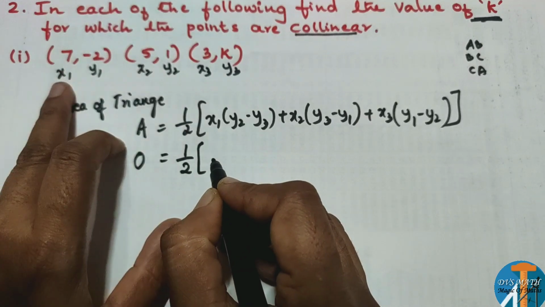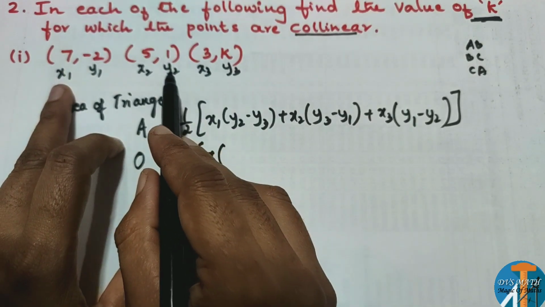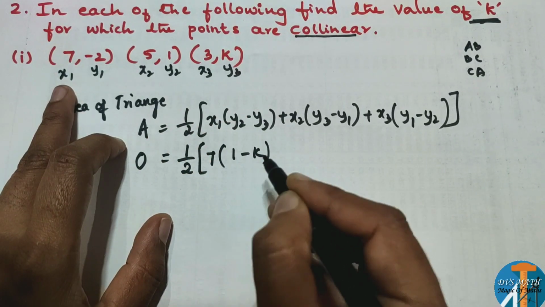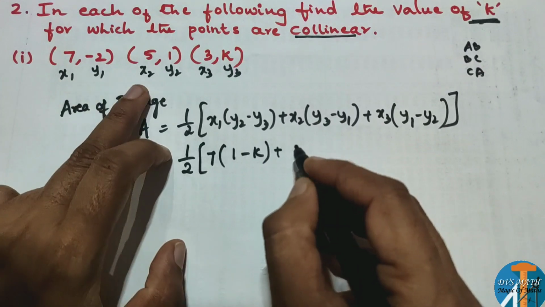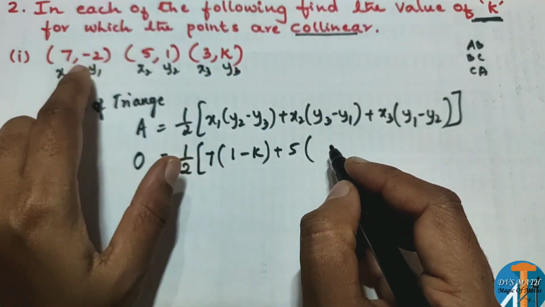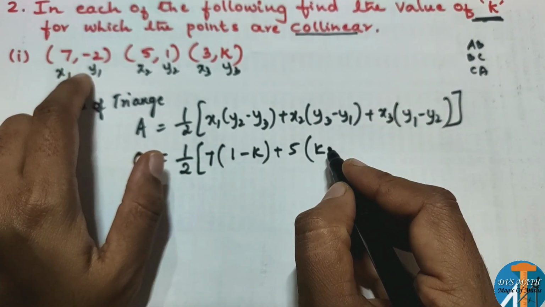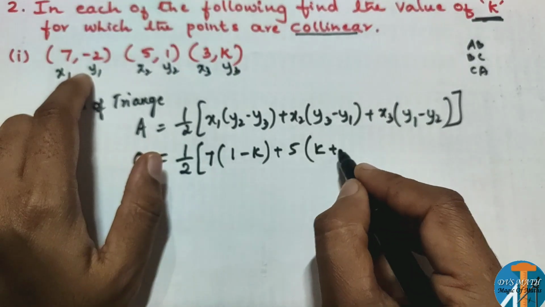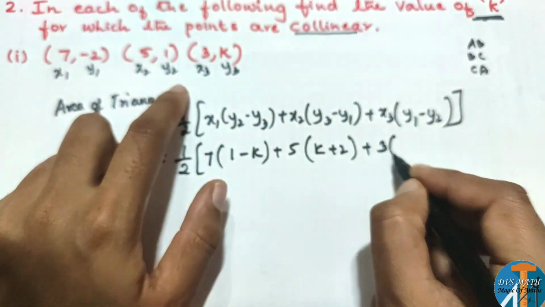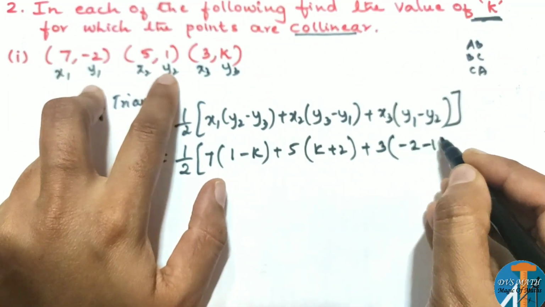What is x1 here? 7. What is y2 minus y3? y2 minus y3, it is 1 minus k. Plus what is x2? 5. y3 minus y1: k minus, look here, y3 it is k, y1 it is minus 2. Minus into minus plus 2. Then plus x3, it is 3. y1 minus y2, it is minus 2 minus 1.